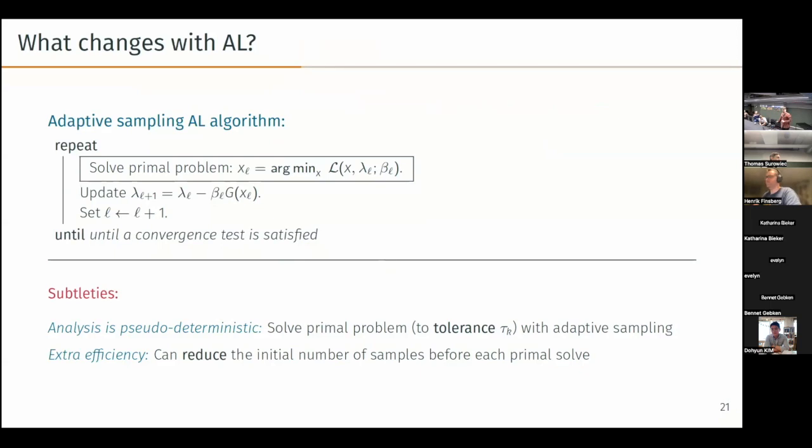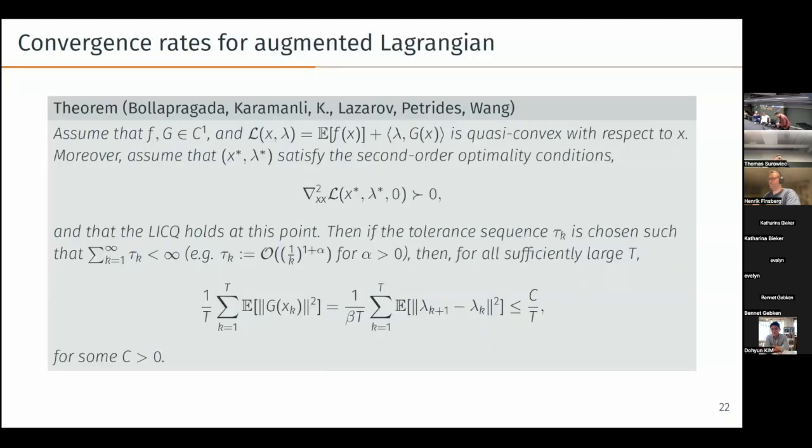Now, typically, you don't solve the subproblem exactly, you solve it to some tolerance. And control that tolerance, and that will give you sort of the most efficient augmented Lagrangian algorithm by dialing down that tolerance at a correct rate. And this makes the analysis somewhat pseudo-deterministic, because you have control over the tolerance that you solve those subproblems at. And by doing that somewhat pseudo-deterministic analysis, we're able to prove this result.